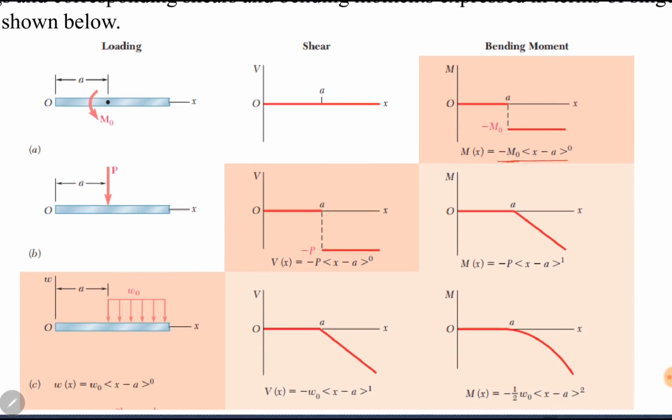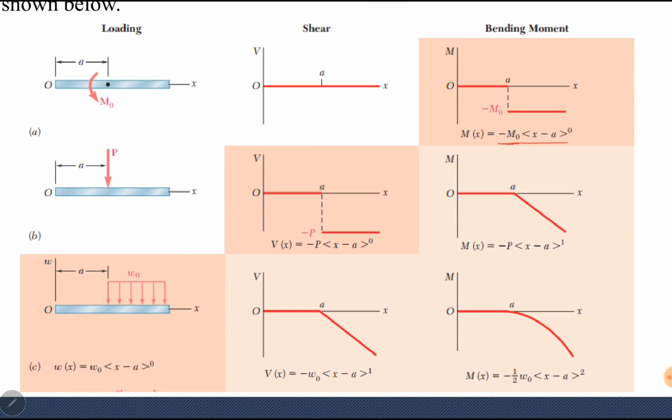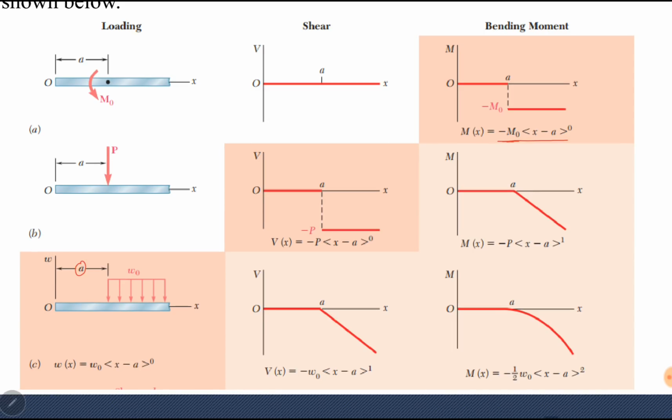For a distributed load, a uniformly distributed load W naught at a distance a from the left end, it has a loading function W equal to W naught into x minus a power 0.